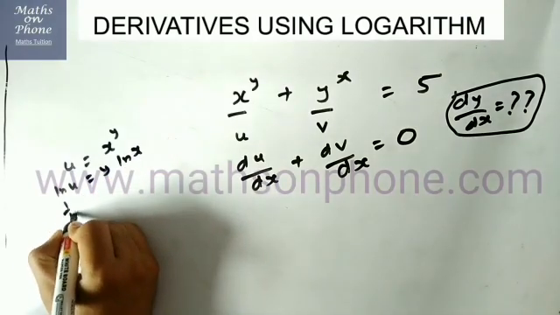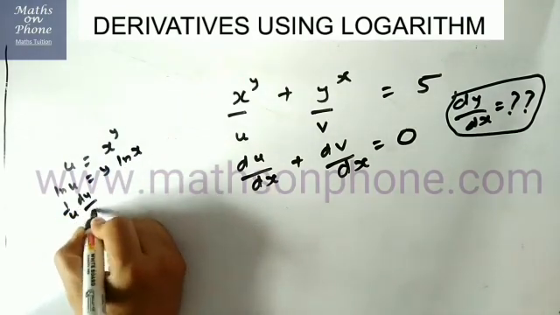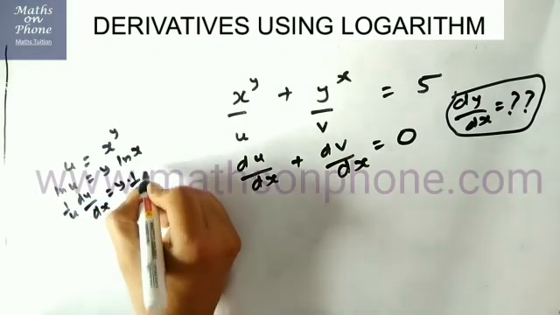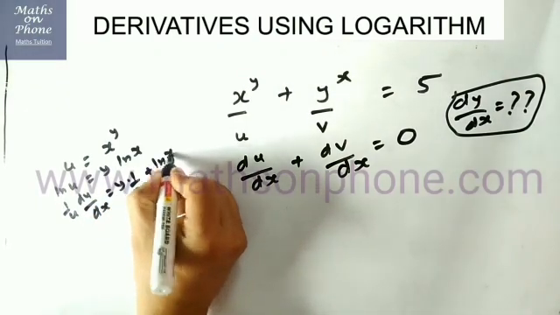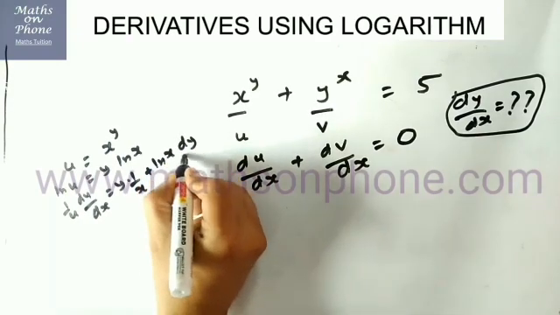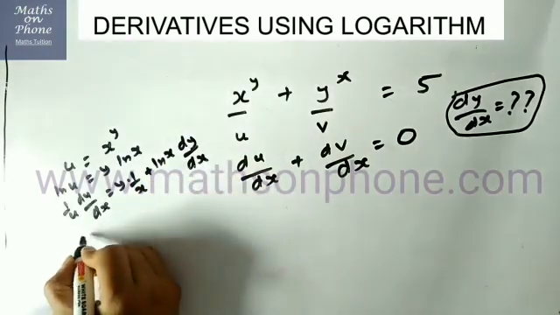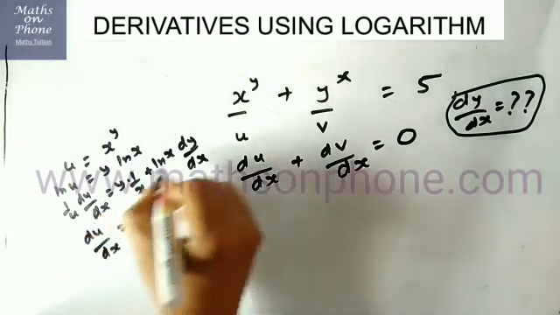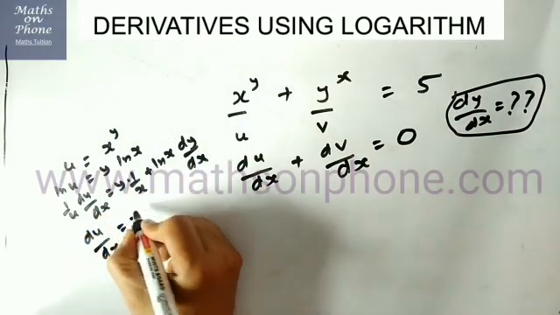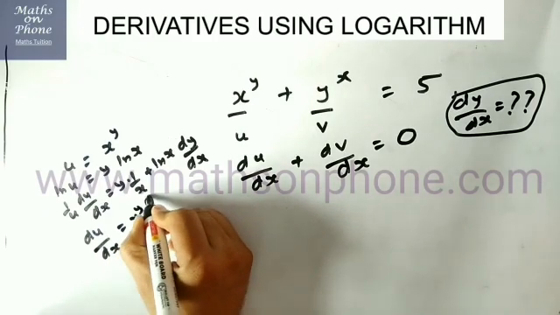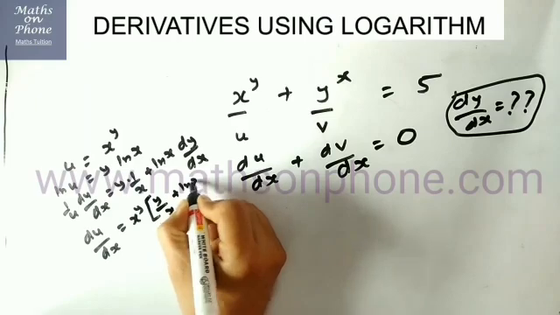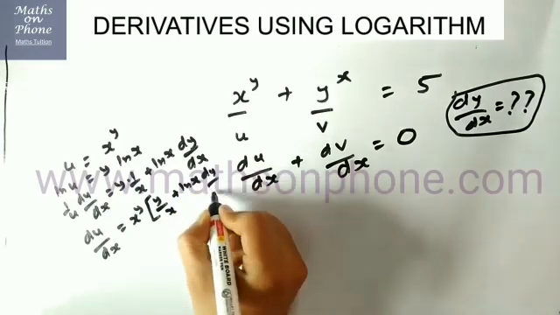On differentiating, 1 by u du by dx is equal to y as it is, differentiation of ln x is 1 by x, plus ln x as it is, differentiation of y is dy by dx. Careful. So du by dx is coming out to be u into that thing. U means x to the power y into that thing, y by x plus ln x dy by dx.